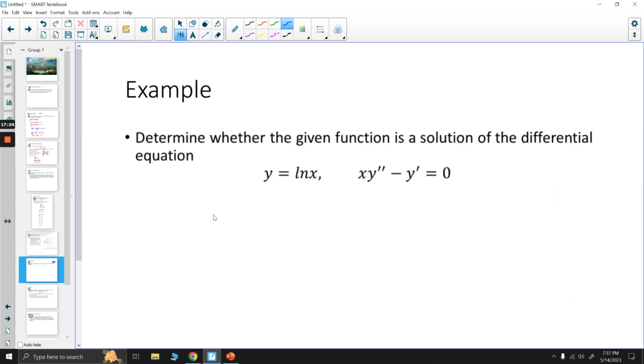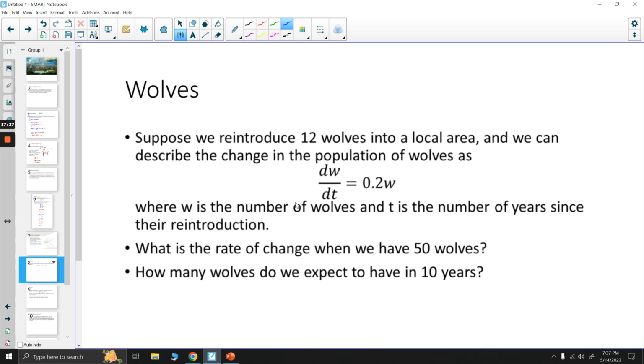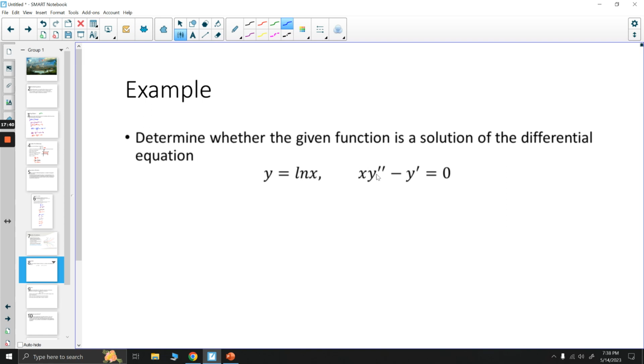All right, so let's now talk about one of the most basic aspects of solving differential equations, and that is verifying whether a function y equals ln of x is a solution to this differential equation. We have x y double prime minus y prime equals 0. This is what we call a second order differential equation. This is the second derivative and this is the first derivative. So what we're saying is, if we take x and multiply it by some function's second derivative, and then subtract the first derivative, we get 0. And we want to see, is this actually true?